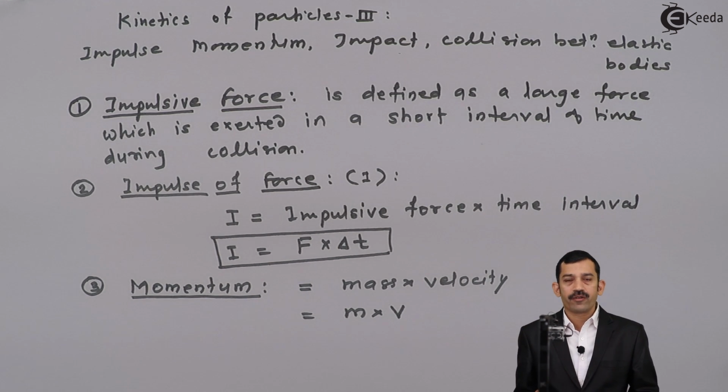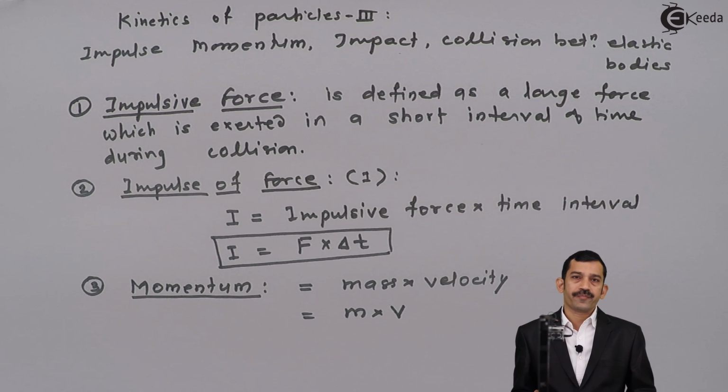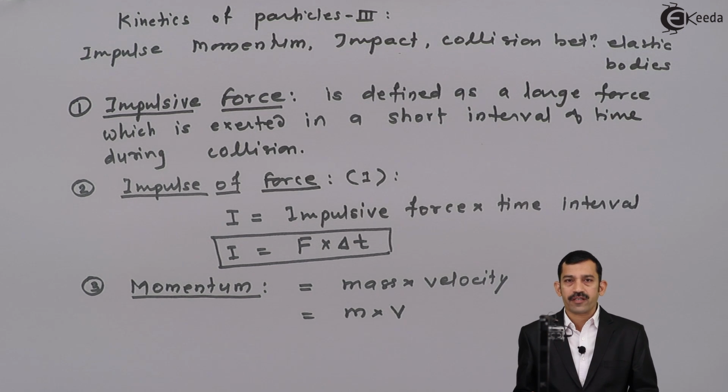If velocity rightward, we'll substitute with positive sign. Velocity leftward, we'll substitute with minus sign. If velocity is upward, we'll substitute with positive sign. And if it is in downward direction, then it is negative. That means same sign convention what you are following in full statics as well as dynamics. Rightward positive, upward positive, leftward negative, downward negative.